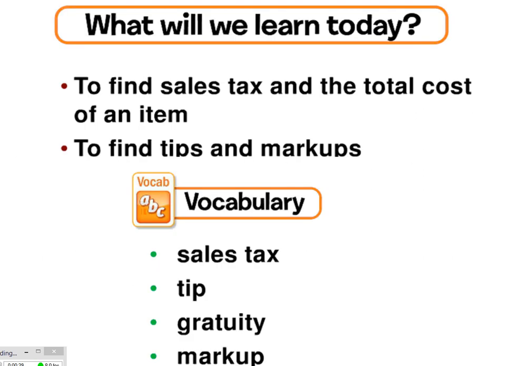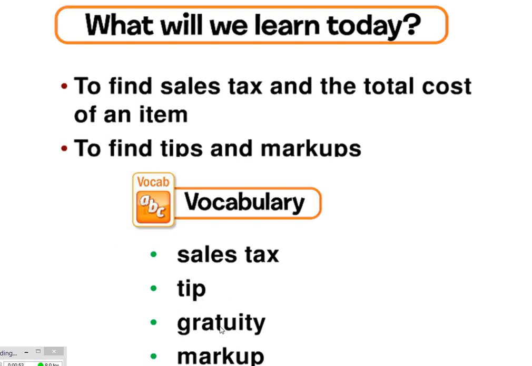Today we are going to learn how to find sales tax, and we're also going to learn how to find tips and markups. Sales tax is part of our vocabulary word. It's a percent of the amount that you're spending that usually goes toward your state or your government where you live. And so we add that sales tax onto the original price of the item.